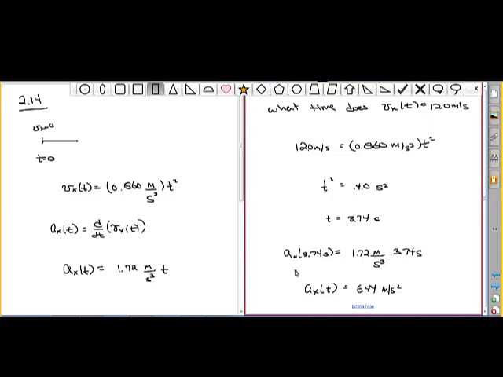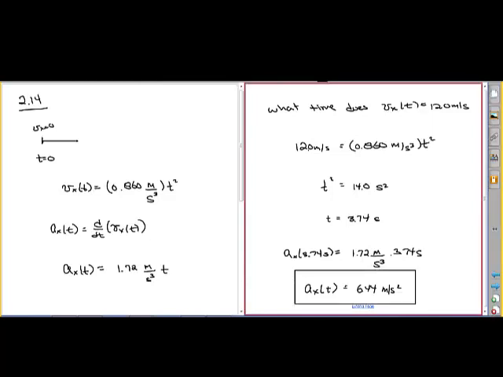So we had to use calculus to come up with the mathematical relationship between time and acceleration. We took the given velocity, found out what the time was associated with that velocity, then used that time in the expression for a sub x.